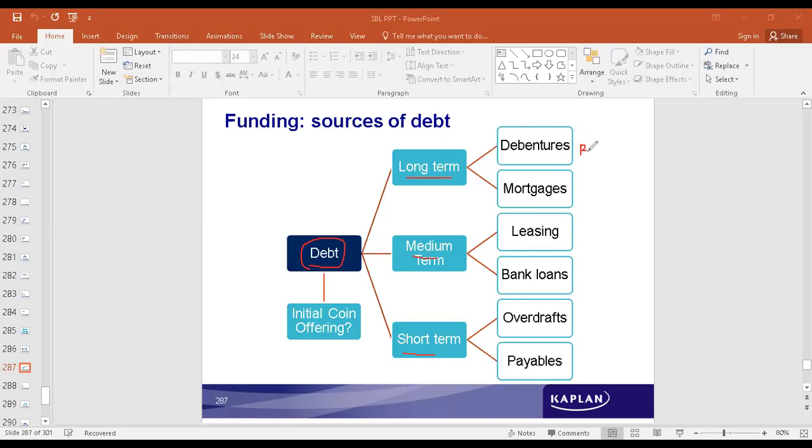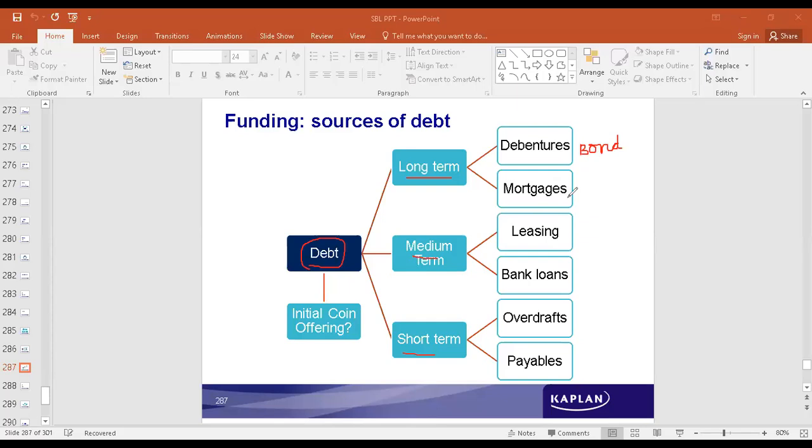So funds are raised for a stipulated period of time. As against that, there is a fixed obligation periodically which has to be met, either annually, semi-annually, or whatever is the term period which they decide. Another type is mortgages. So with an asset used as security, funds can be raised.